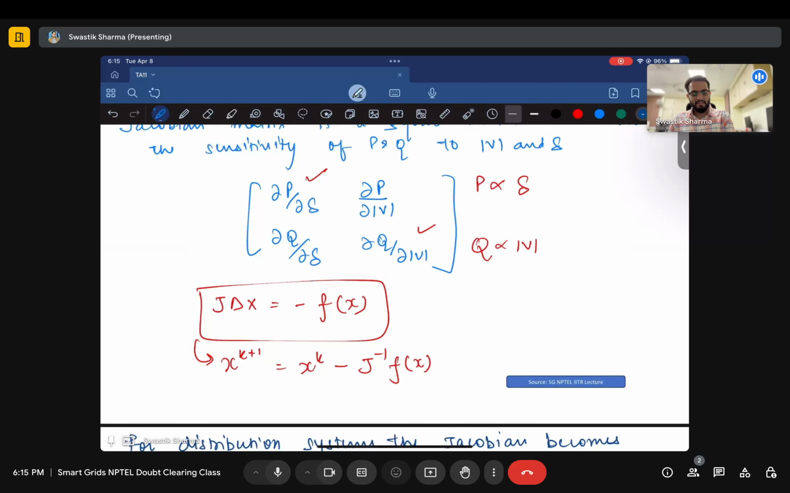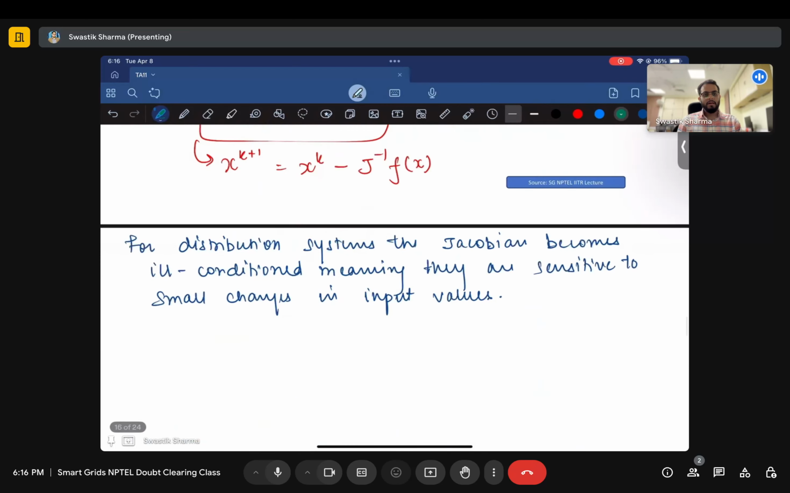Because the R by X ratio is high, this is not true for distribution systems, and this is also not true for distribution system. So that means the Jacobian is no more diagonally dominant, right? And therefore it becomes ill conditioned.